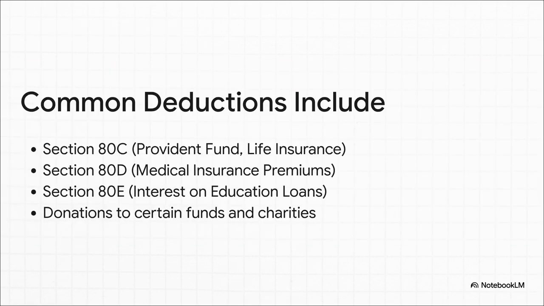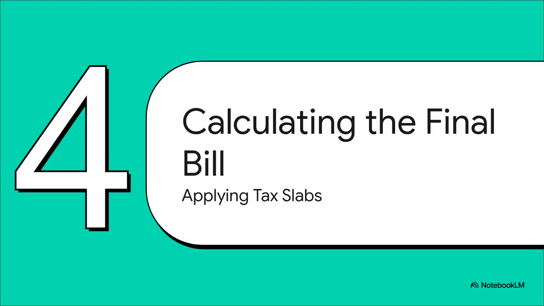So what are these deductions? Well, you can think of them as the government's way of encouraging you to do smart things with your money. You can lower your taxable income by doing things like investing in a provident fund, paying for health insurance, paying off a student loan, or even donating to charity.